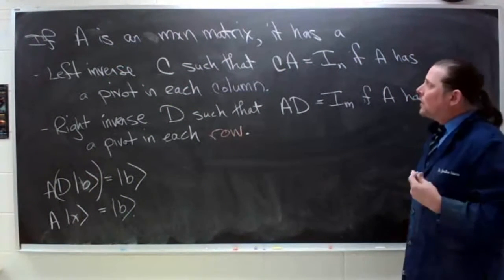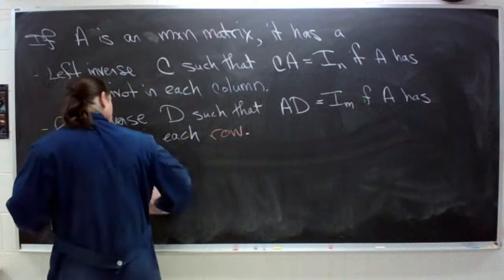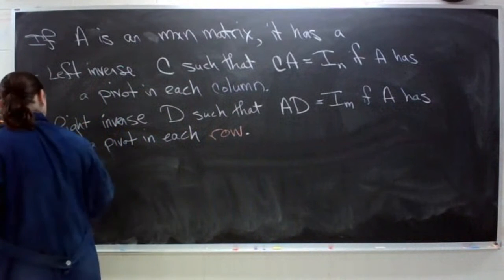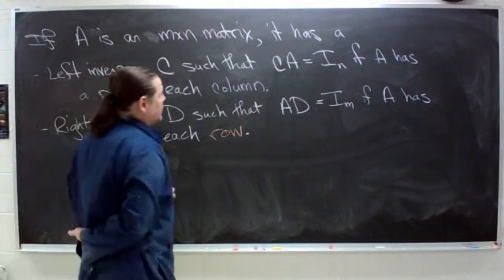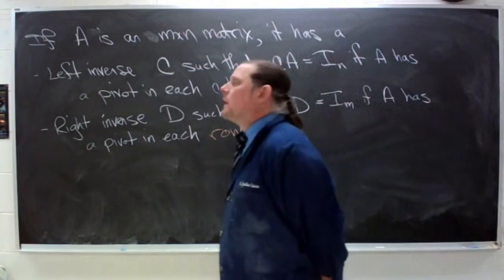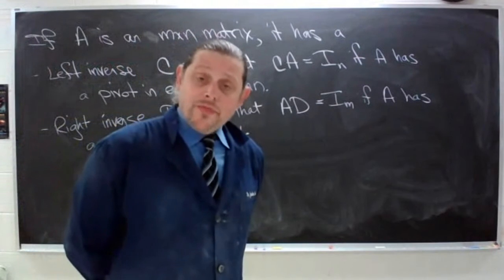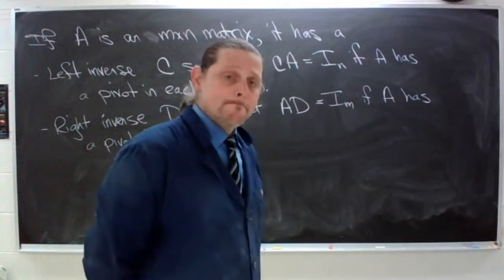So if I've got a non-square matrix, it will have a left inverse if it has a pivot in each column, and a right inverse if it has a pivot in each row. That implies that the only time a matrix can have both a left and a right inverse is if it's a square matrix, and it would then be invertible.